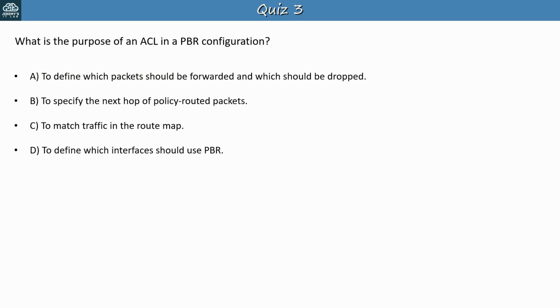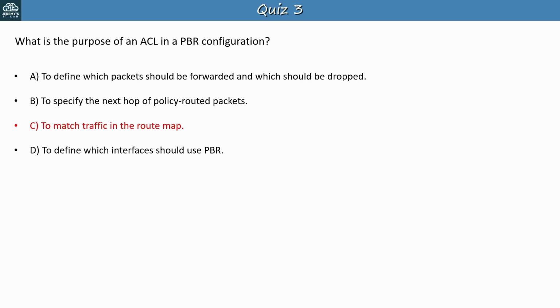Here's quiz question 3. What is the purpose of an ACL in a PBR configuration? Pause the video now to think about your answer. Okay, the answer is C, to match traffic in the route map. In other words, the ACL is used as a traffic identifier. The ACL is not used to define which packet should be forwarded or dropped. That is true if you apply the ACL to an interface with ip access-group, but that's not the role of an ACL in policy-based routing, so A is incorrect.